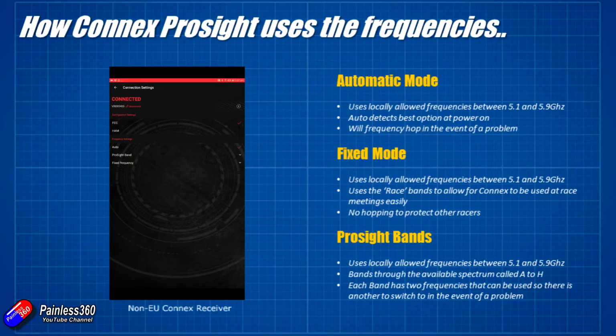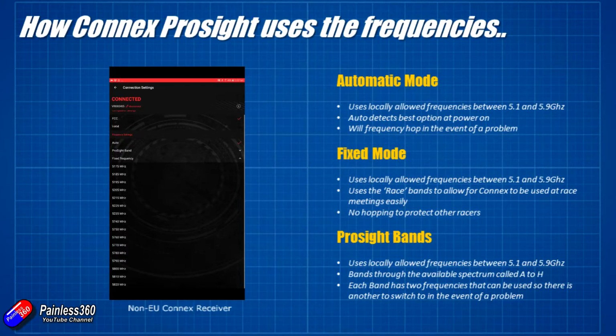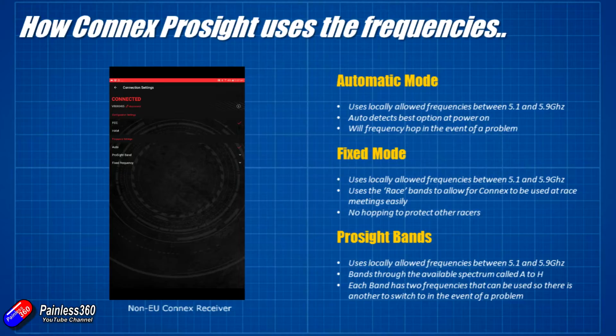The way automatic works is it powers up and very quickly it scans and has a look at all the frequencies that are available in the local area that you're flying. It then picks the best option and will also frequency hop in the event of a data link problem. It'll immediately jump to another frequency.